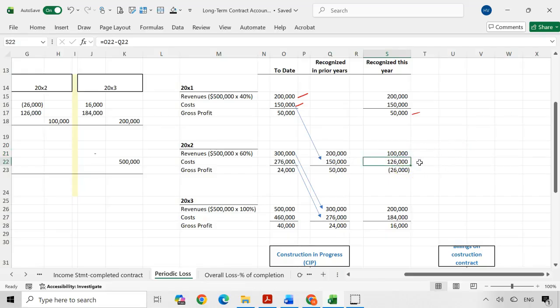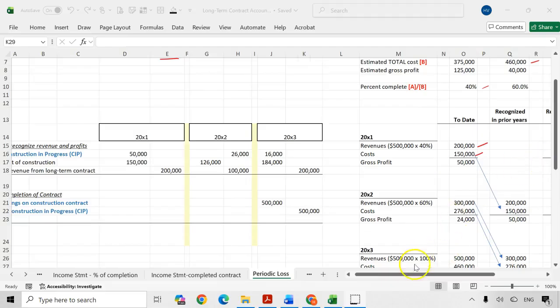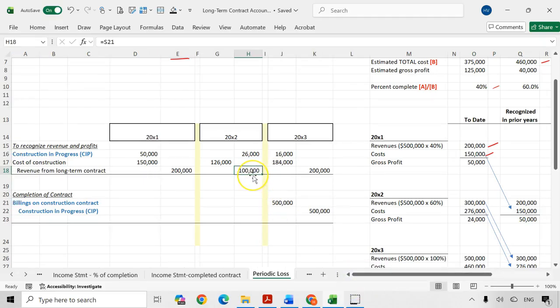And now we have to actually recognize more costs than revenues, because we need to have an overall gross profit of 24, and we've already recognized 50. So we're going to record this $26,000 loss. And the way we do that is we're going to credit revenue from long-term contracts for the $100,000. We're going to debit cost of construction for $126,000. And then the plug is going to be a credit to the construction in progress account.